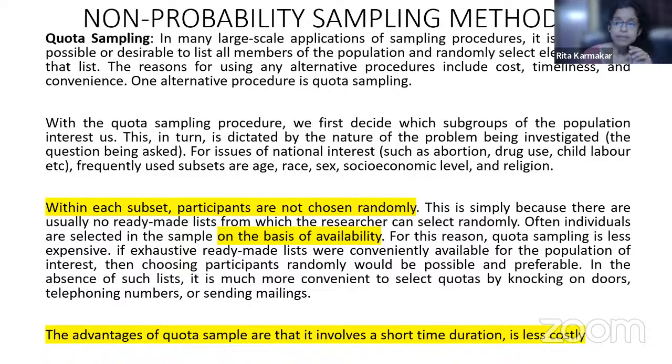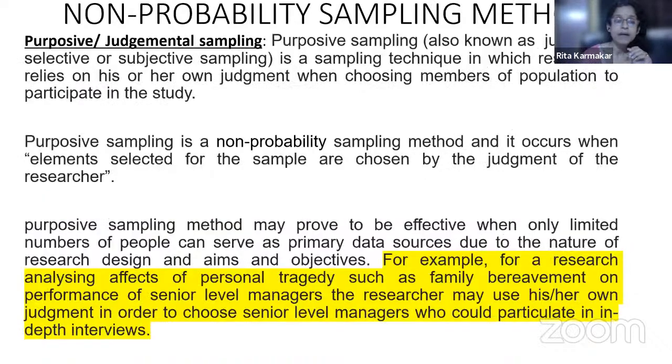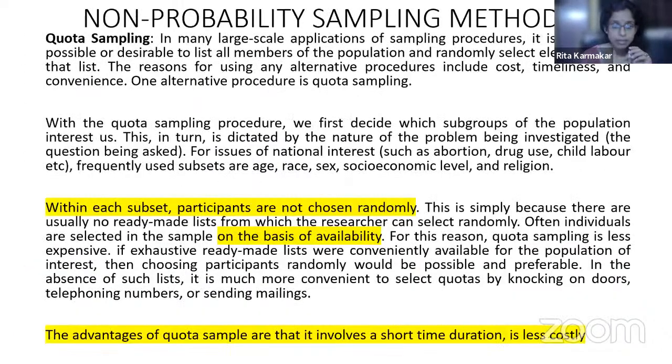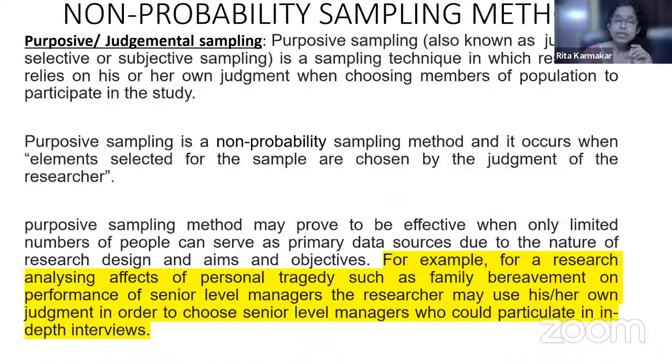So quota sampling is something where non-randomness is included, but it can be selected very conveniently. On the other hand, the major con would be the non-randomness. Okay, so it is based on your assumption, your preference, your judgment.